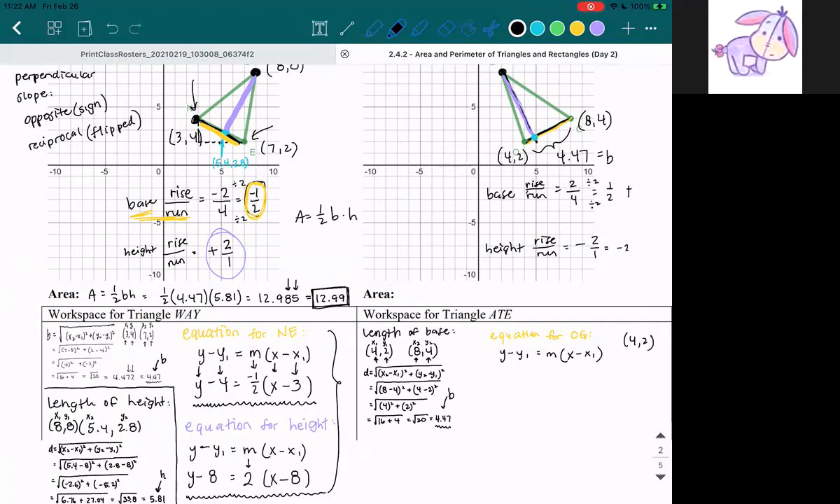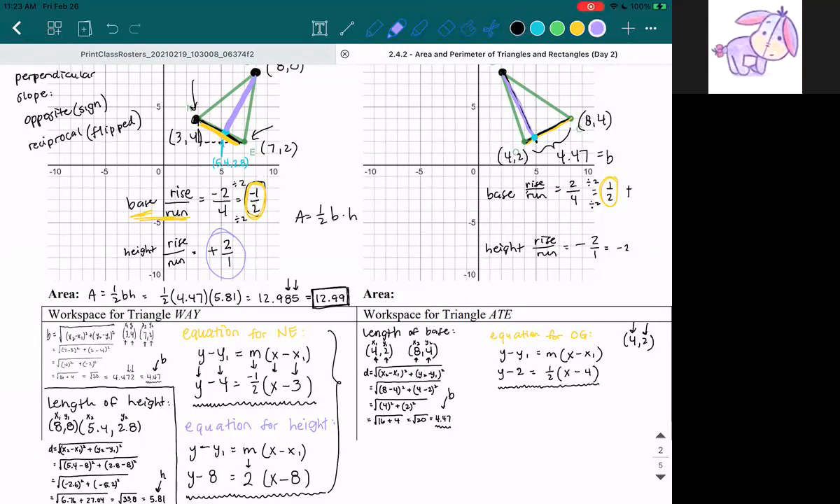Okay, so we're going to write y minus the y1, which is the y value of O. So y minus 2 is equal to m. M is the slope of the base. Remember that the slope of our base, we said over here, was 1/2. x minus x1 is the x value of the point O. So it's 4. And so this is your equation for OG.